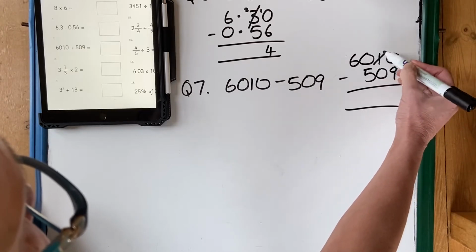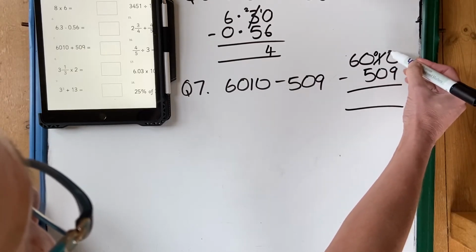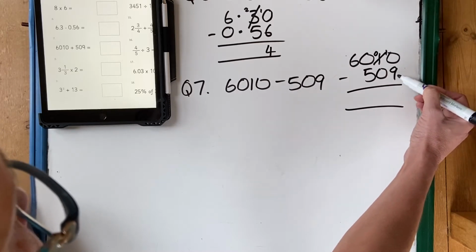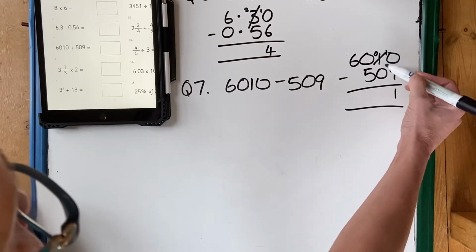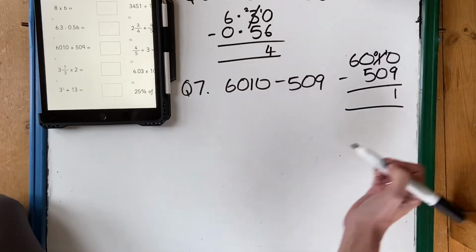So cross off the 1, that becomes a 0. This 0 is now a 10. 10 subtract 9 is 1. 0 subtract 0 is 0, so you can carry on the calculation.